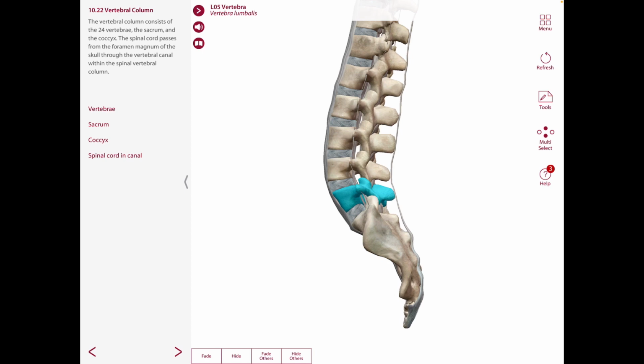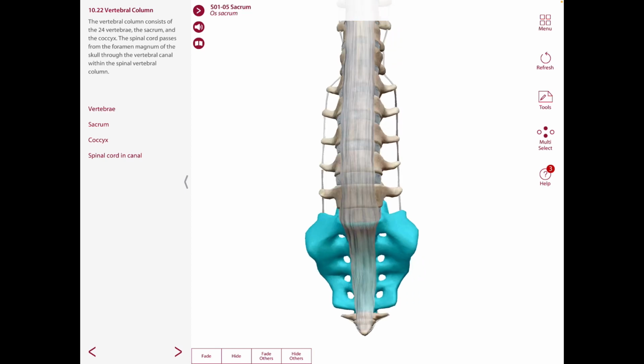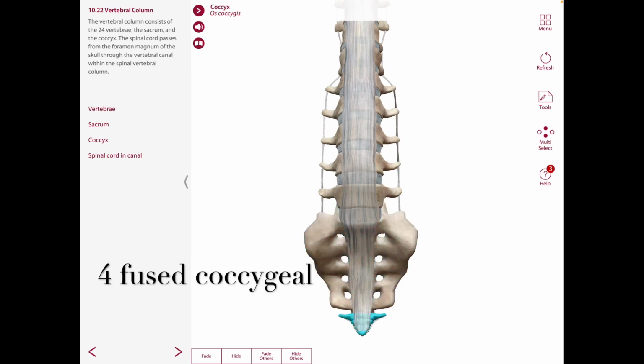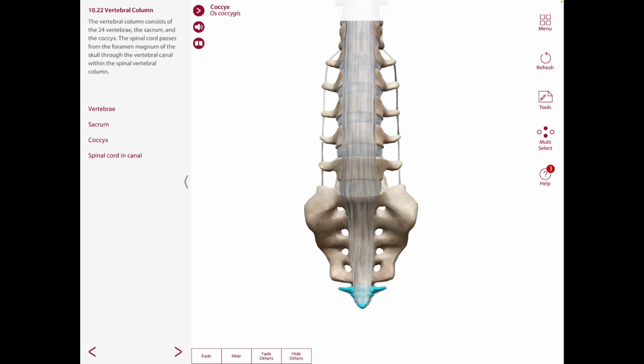And we have the sacrum, which essentially consists of 5 sacral vertebrae that are fused with each other to form a single bone called the sacrum. And the same with the coccyx, the coccygeal bones. These are typically 4 rudimentary vertebrae from CO1 to CO4, which will fuse with each other to form a single bone known as the coccyx.